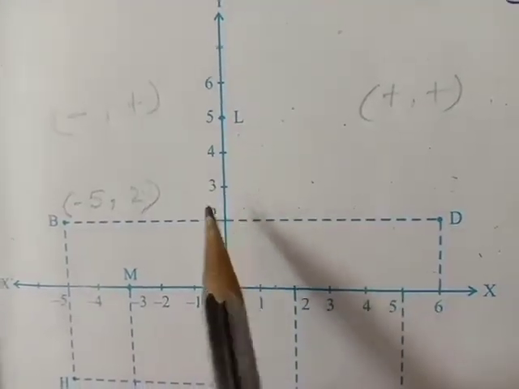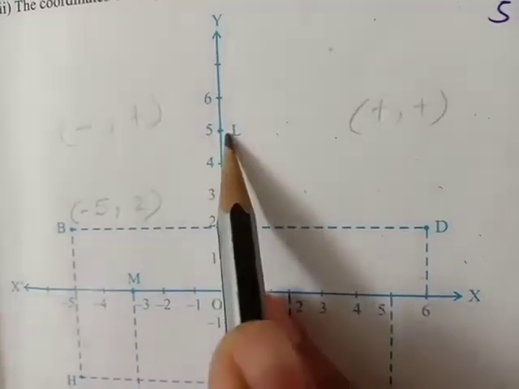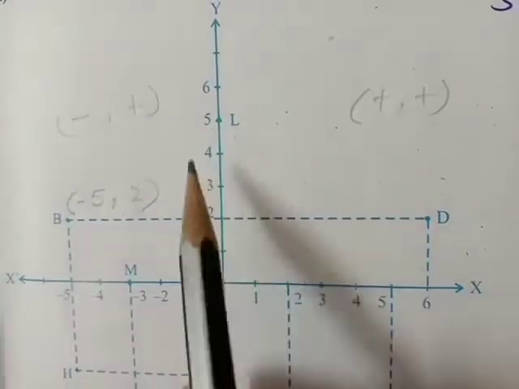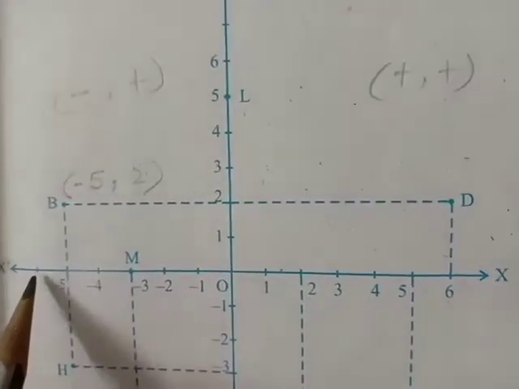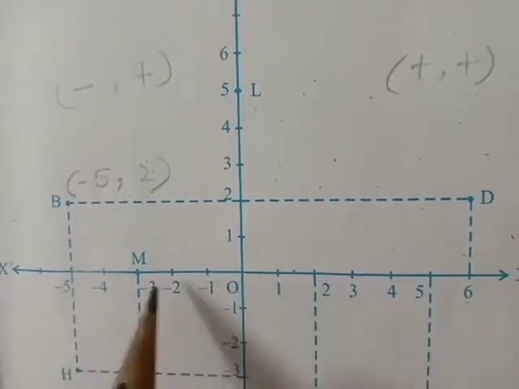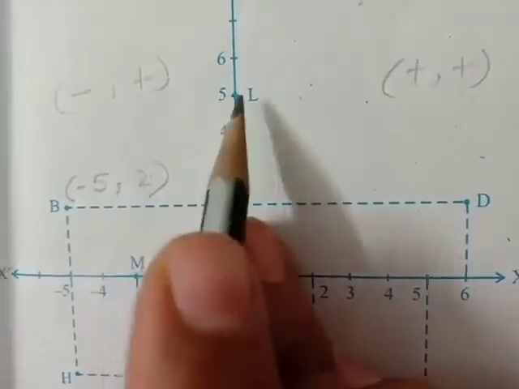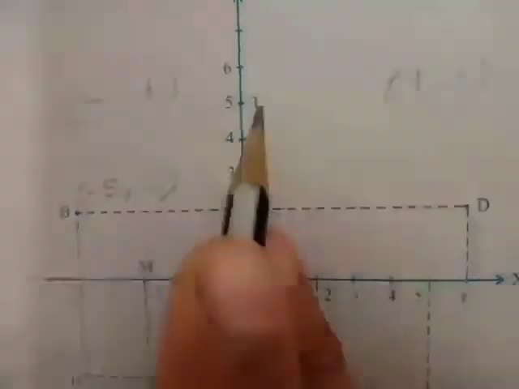And what is the y ordinate of L? It is plus 5. When you measure the distance from the x-axis, you will get the y ordinate. So it is 5.